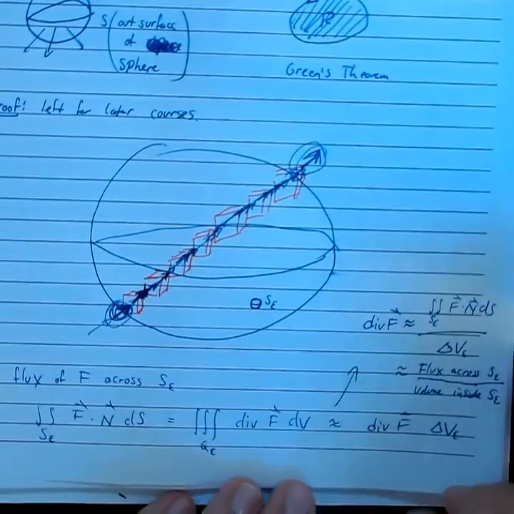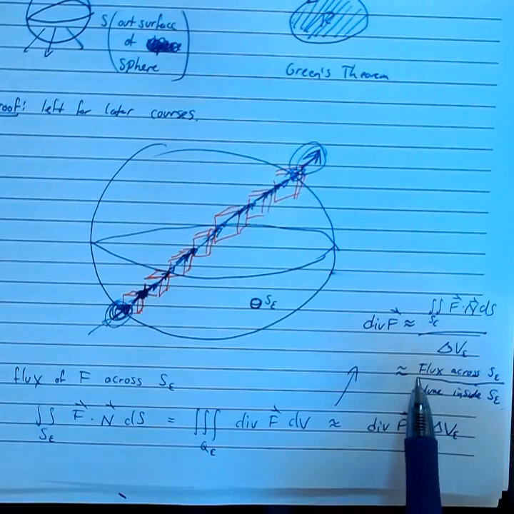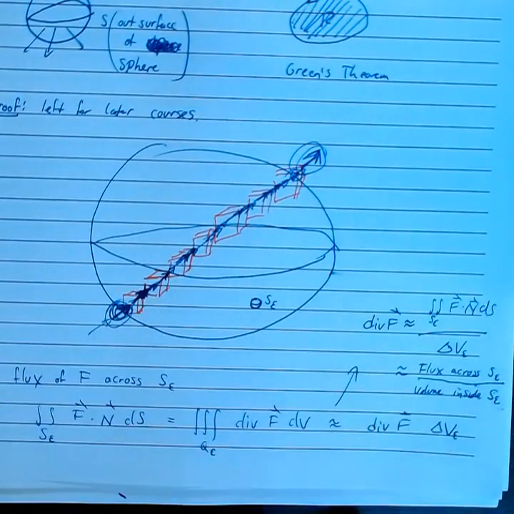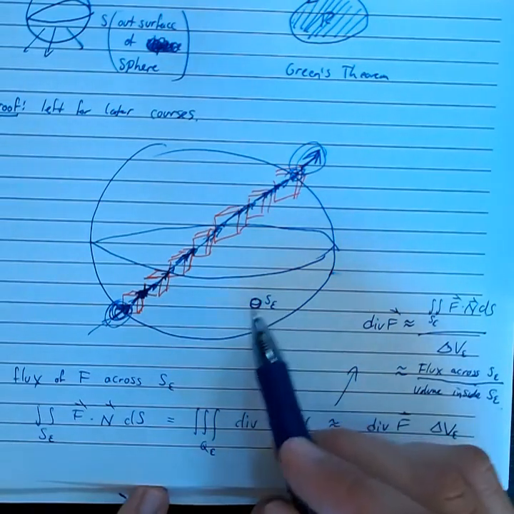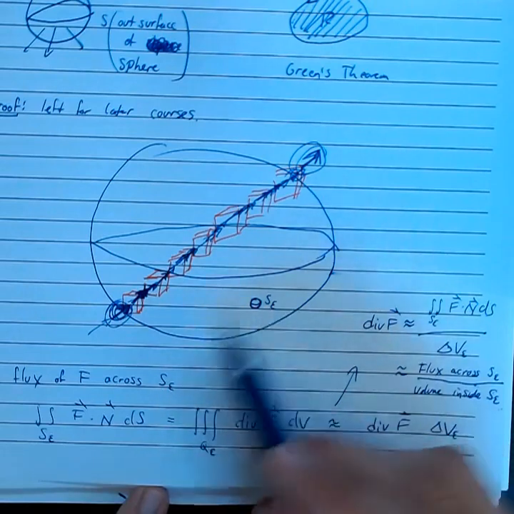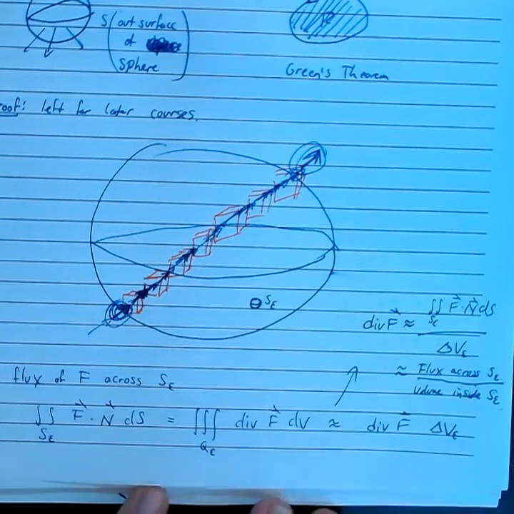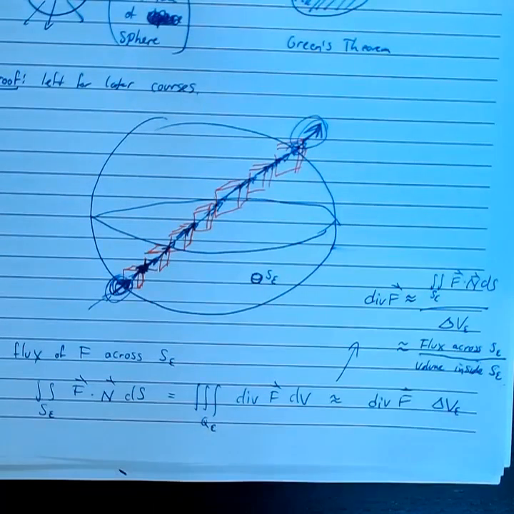That's the physical interpretation of divergence. It's flux per volume. Since flux can be thought of as a flow rate, you can think of this as flow rate per volume. How big is this? How much flow is there per unit of volume? That's what we physically can interpret our divergence as.